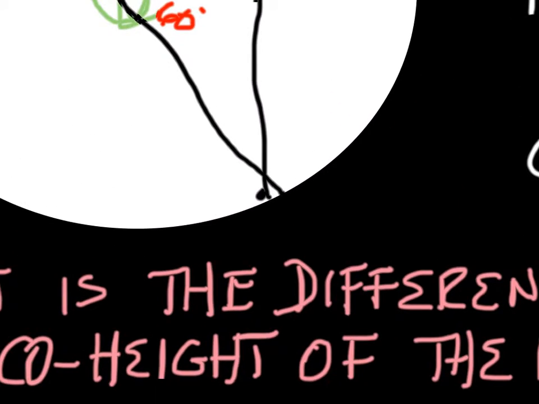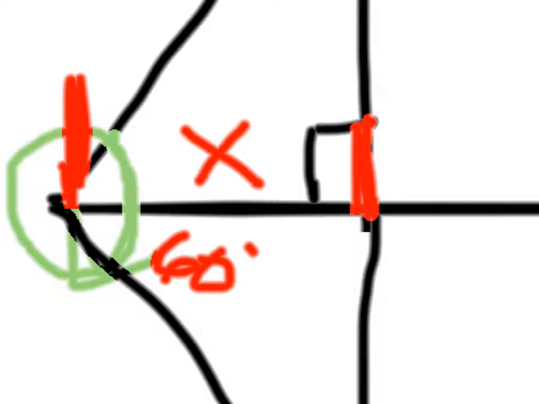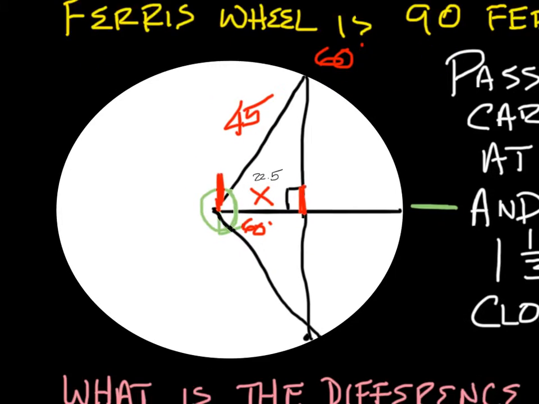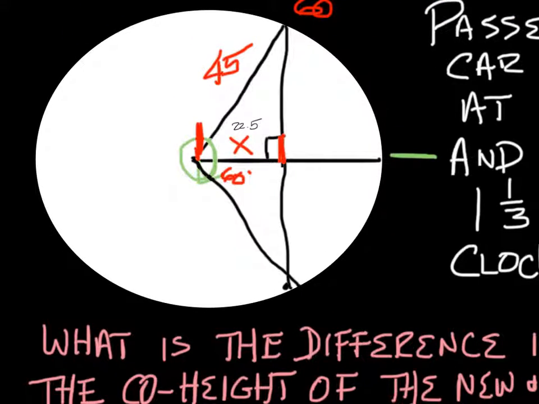That represents this distance in here. 22.5. That is the co-height from where it starts. But what about where it ends? What's the co-height of where it ends? Is that answer not immediately obvious?